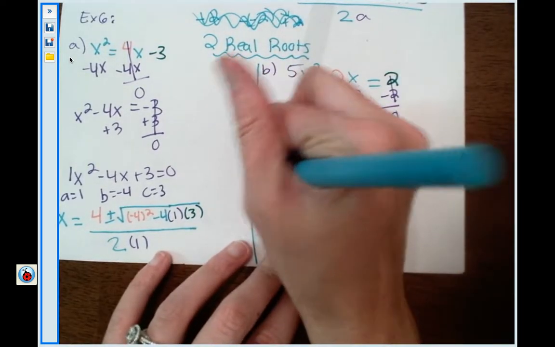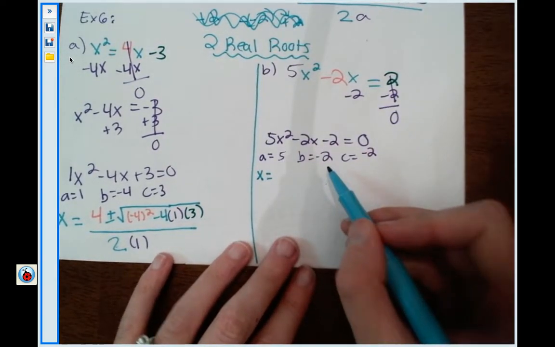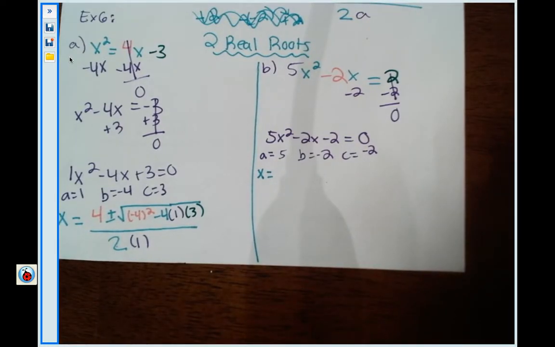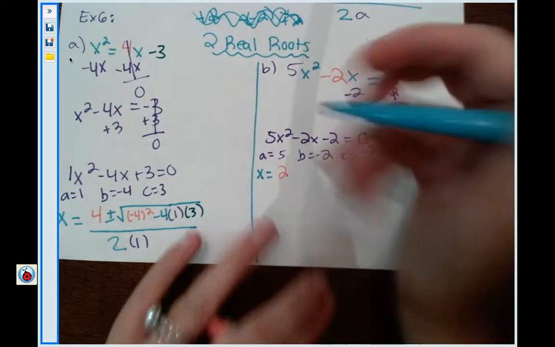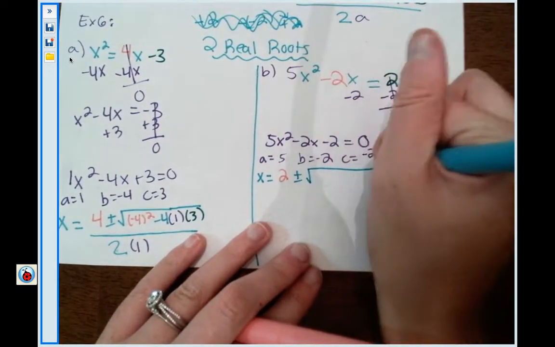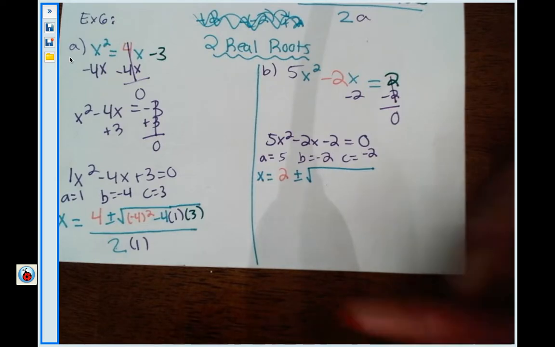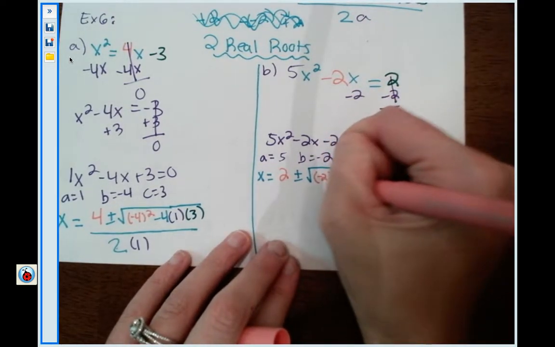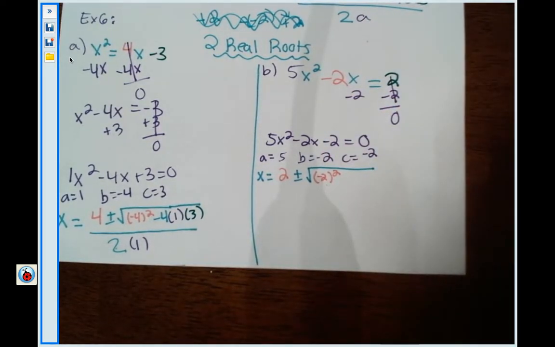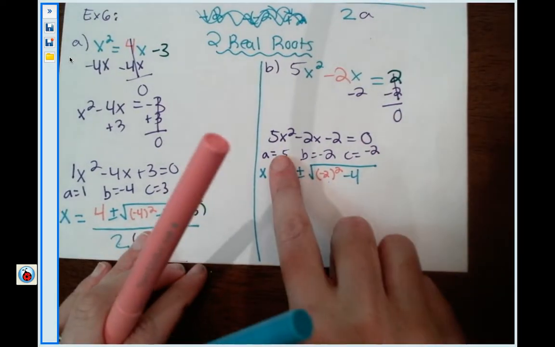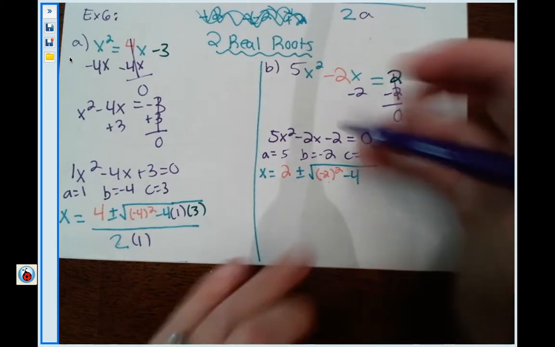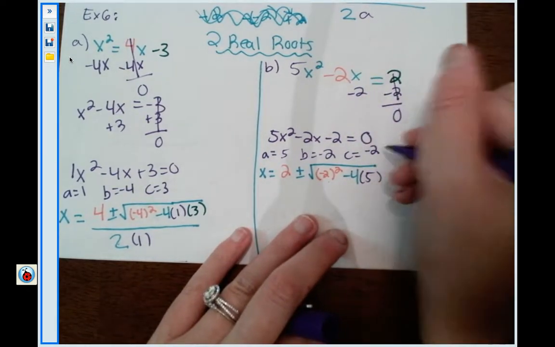So we have x equals the opposite of b, which, my b is a negative 2, so this will be a positive 2. So it'll be 2 plus or minus the square root of b squared. So we have negative 2 squared, and then it'll be minus 4 times a, which a is 5, times c, which our c is a negative 2.